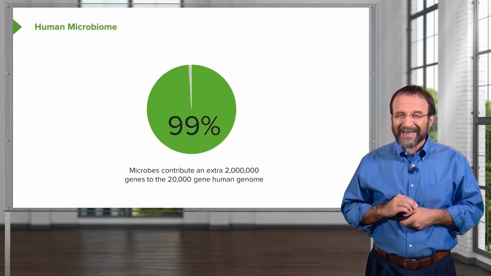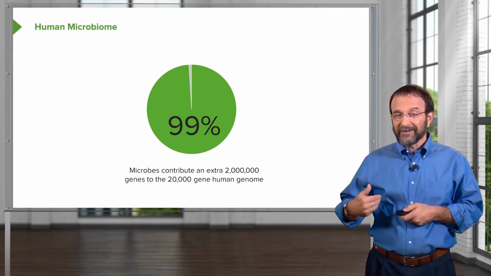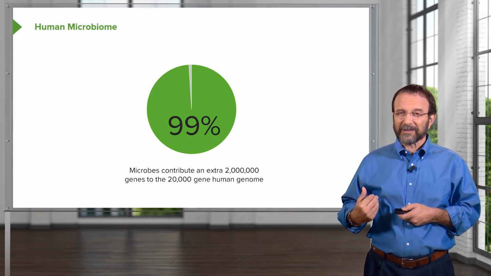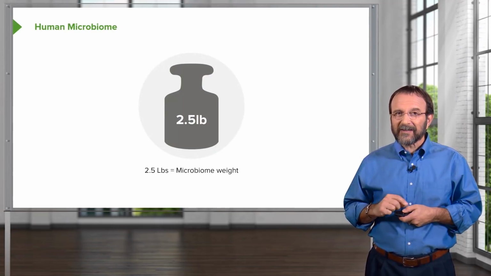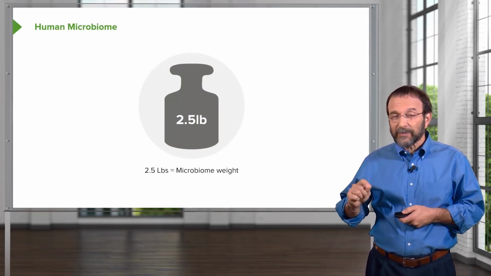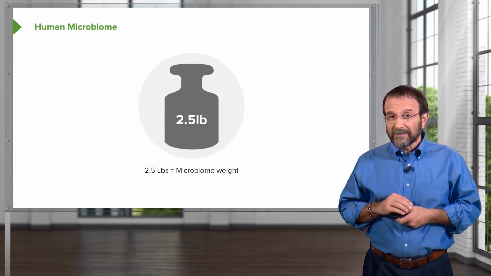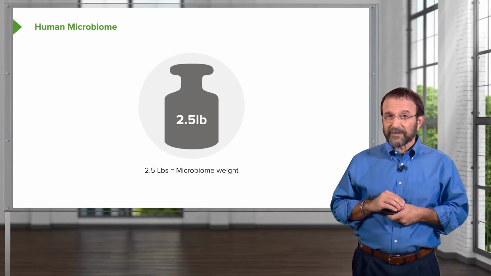Microbes contribute an extra 2 million genes to the 20,000 or so genes that our human genome encodes. 99% of our genes are bacterial. Isn't it remarkable? Our microbiome weighs 2.5 pounds. That is weight you'll never be able to get rid of. You can try and lose some of your body fat, but that 2.5 pounds of microbiome needs to stay with you. Otherwise, you're going to be very unhealthy.